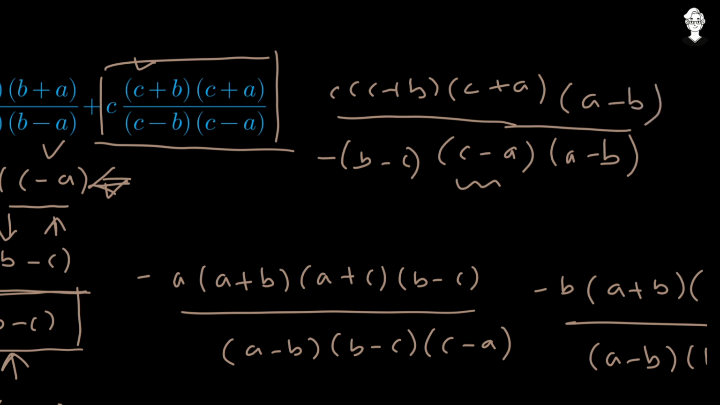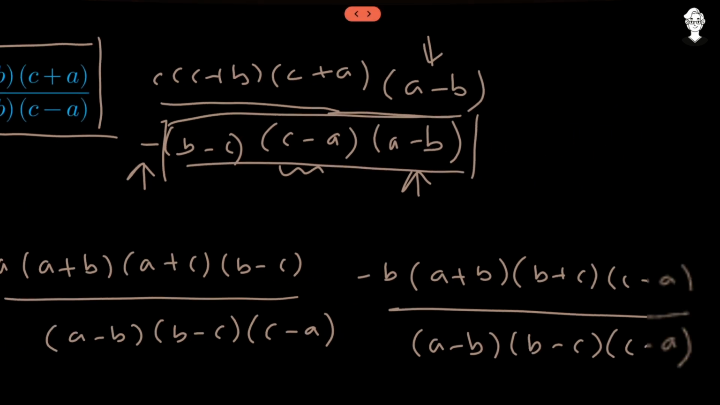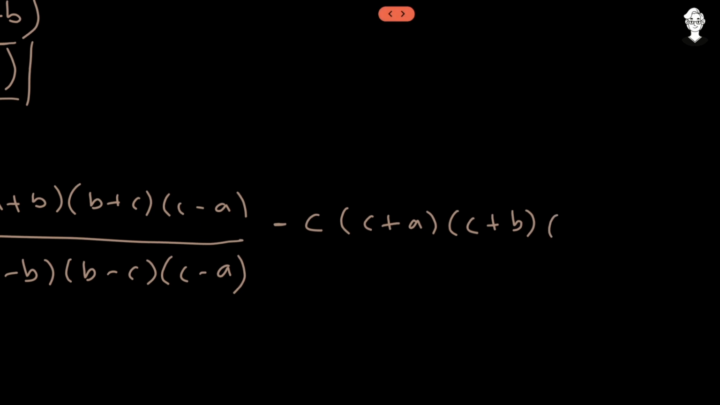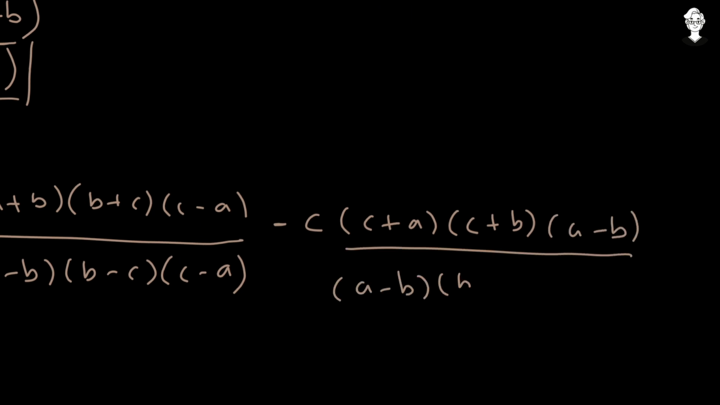Okay. So again a modification of negative sign and multiplying and dividing by a minus b gave me the same denominator that I was looking for. So now our third term has become negative c multiplied with (c plus a) multiplied with (c plus b) multiplied with (a minus b) and divided by (a minus b) multiplied with (b minus c) multiplied with (c minus a).